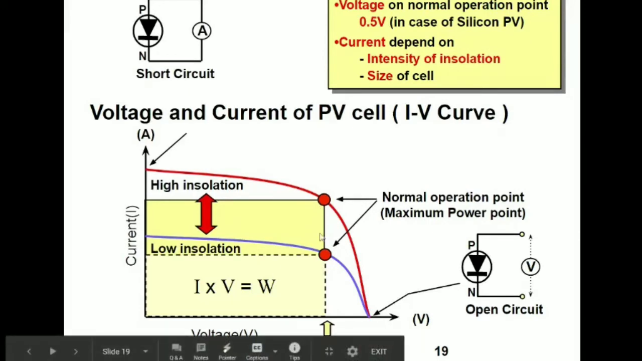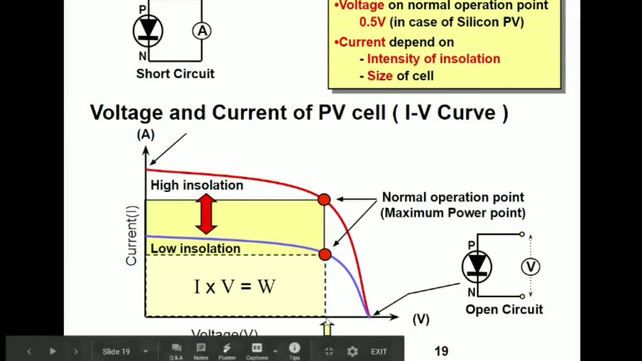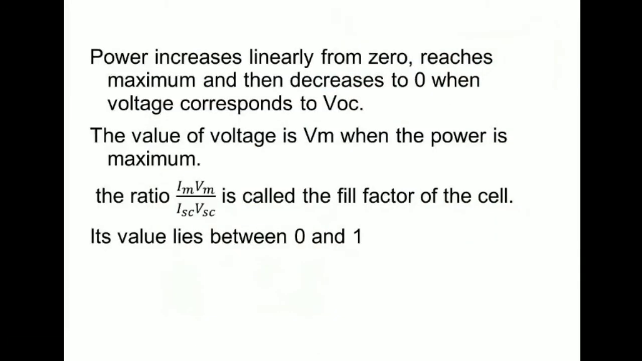Then the normal operating point, that is the maximum power point, is shown in the graph. Corresponding to this voltage, the operation of the solar cell is adjusted. The power increases linearly from 0, reaches a maximum, and then decreases to 0 when the voltage corresponds to VOC. The voltage is Vm when the power is maximum. The ratio Im/Vm divided by Isc/Voc is called the fill factor of the cell, and its value lies between 0 and 1.